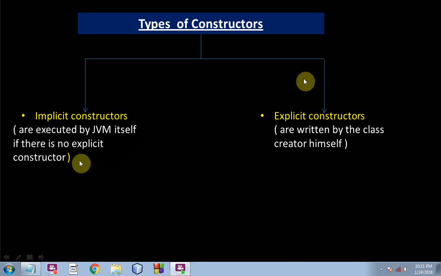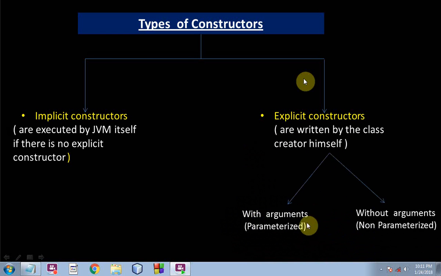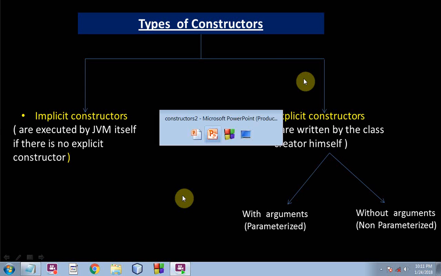Implicit constructors are executed by JVM itself if there is no explicit constructor, and as you might have guessed, explicit constructors are written by the class creator himself. Class creator is the programmer who has written the class. And explicit constructors are of two types, with arguments and without arguments. They are also called parameterized constructors and non-parameterized constructors.